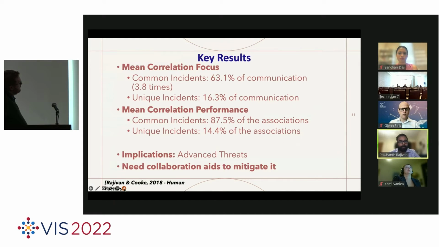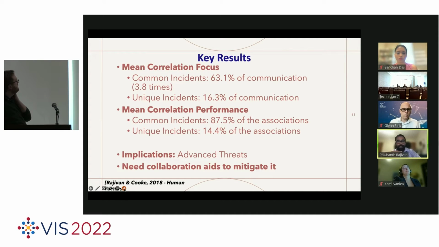Next slide. What we found was that when we got people together, they spent a lot of time discussing things they already knew were happening in the network. They didn't really have to make those connections for incidents that pretty much everyone knew. So almost 3 or 4 times more of their communication focus was on what they already knew about.